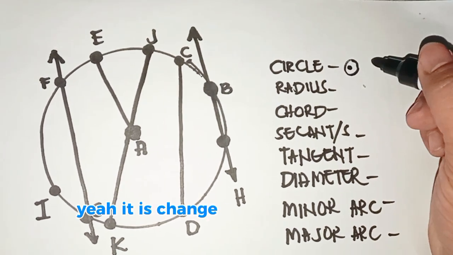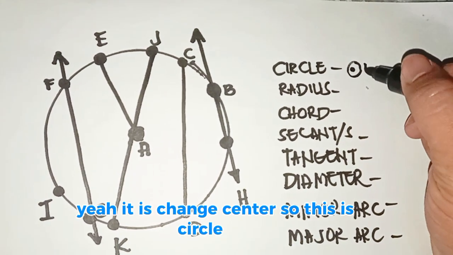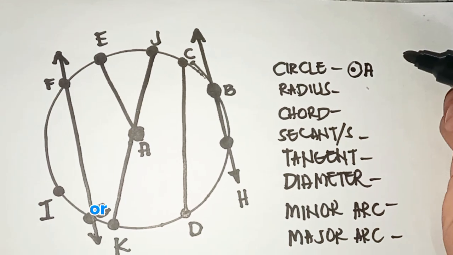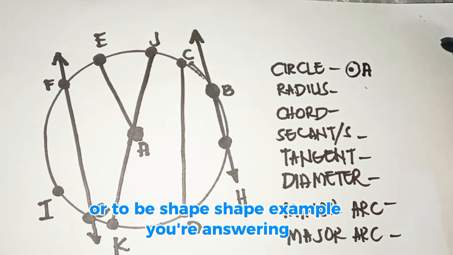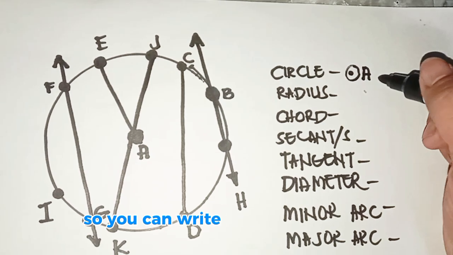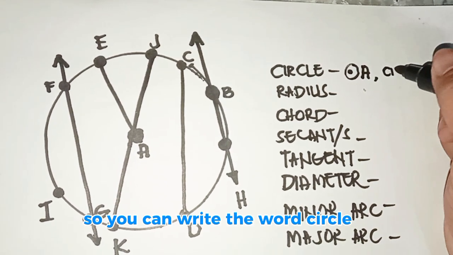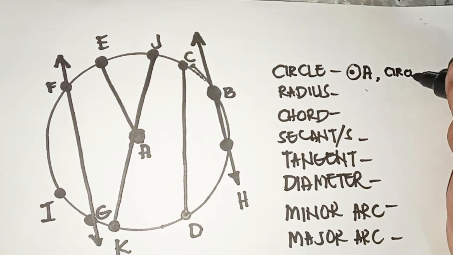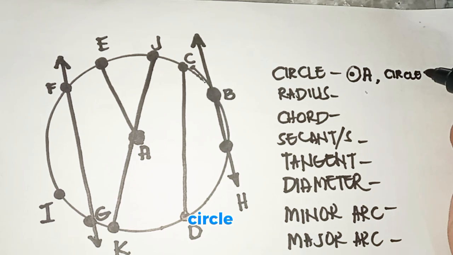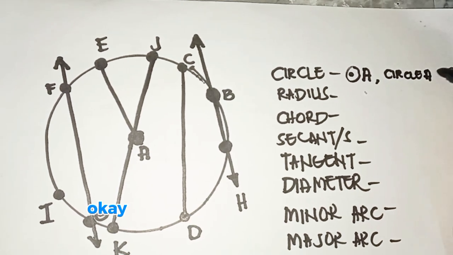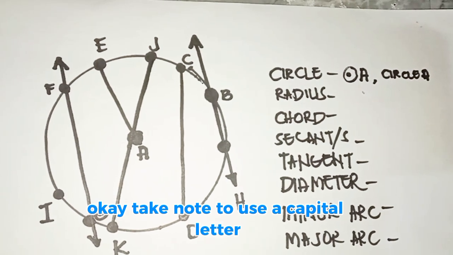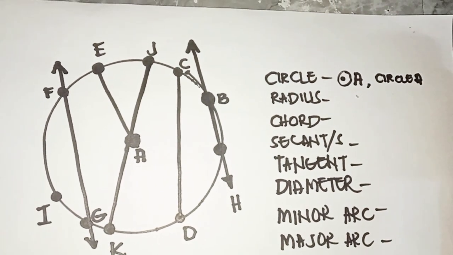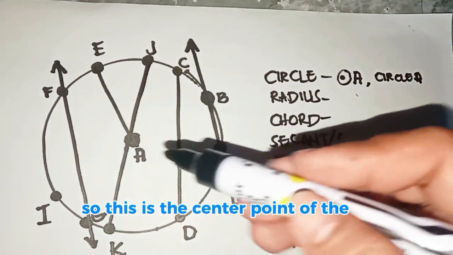Yeah, it is in the center. So, this is circle A. Or to be safe, say for example you're answering, you can write the word circle A. Take note we use a capital letter. So this is the center point of the circle.